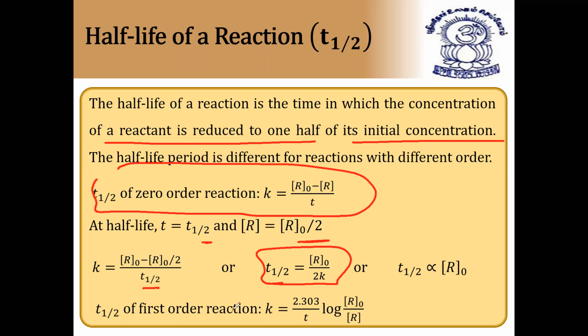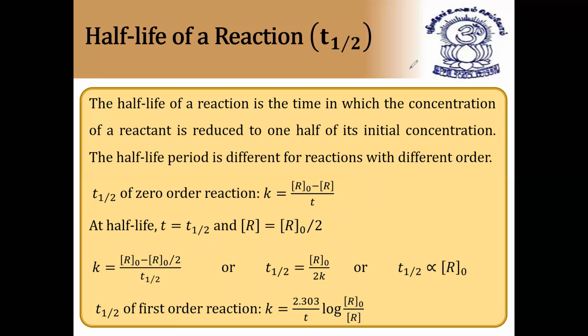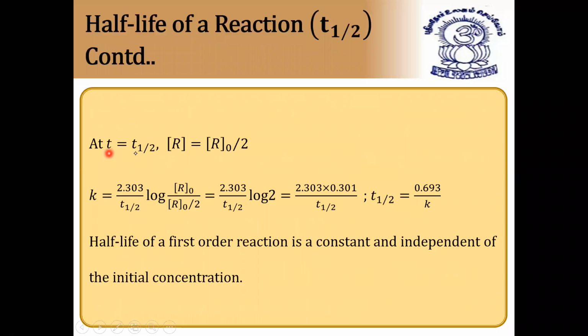For first order reaction, taking R naught by R into consideration, we are just deriving it. At t half, R is equal to R naught by 2, because it is initial concentration by 2. So K is equal to 2.303 by t half into log of R naught by R naught by 2. By calculating this, you finally get t half equal to 0.693 by K. So this is the application formula.